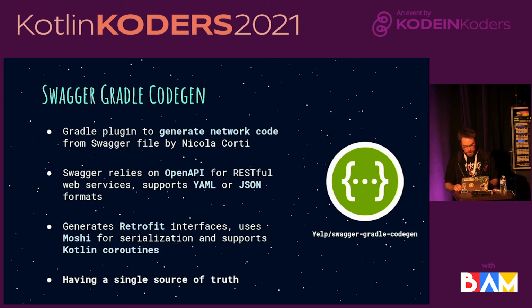So Swagger relies on OpenAPI for RESTful web services, made with YAML or JSON format. It generates the Retrofit interfaces you will be using for your Android application, and it will be generating all the models we will be using both on the Android side and on the backend applications. It also has nice support for Kotlin coroutines, and all the models will be generated with Moshi. So like this, we will have a single source of truth between our Android application or client application and backend application.